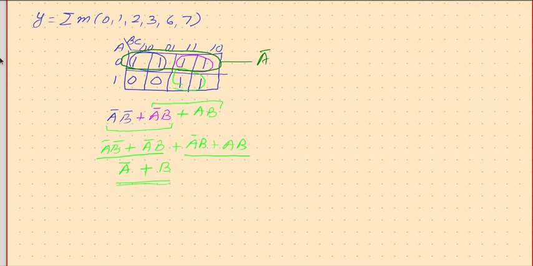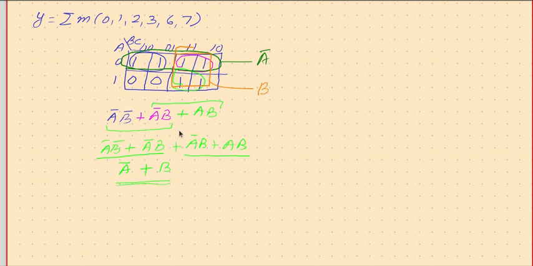Combining these two means we are working on this. In this case, b is common, c is not common, a is also not common, so you get only b.